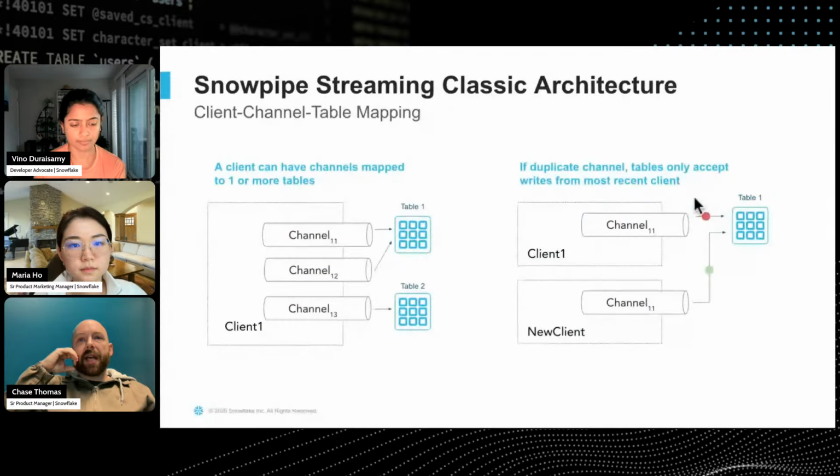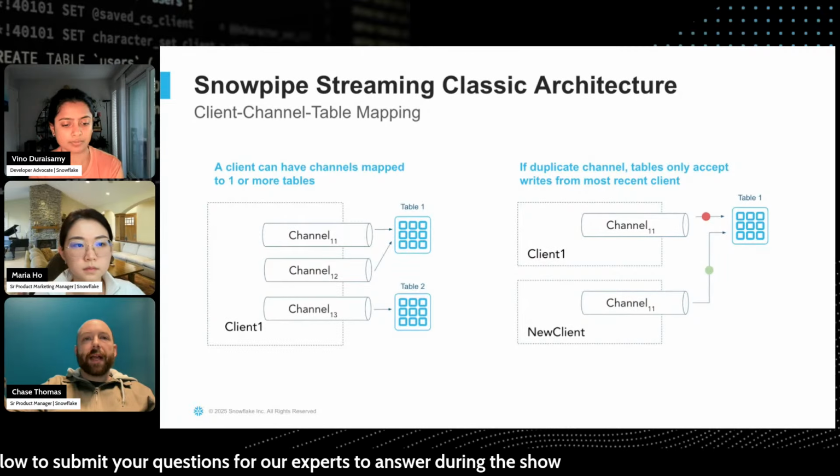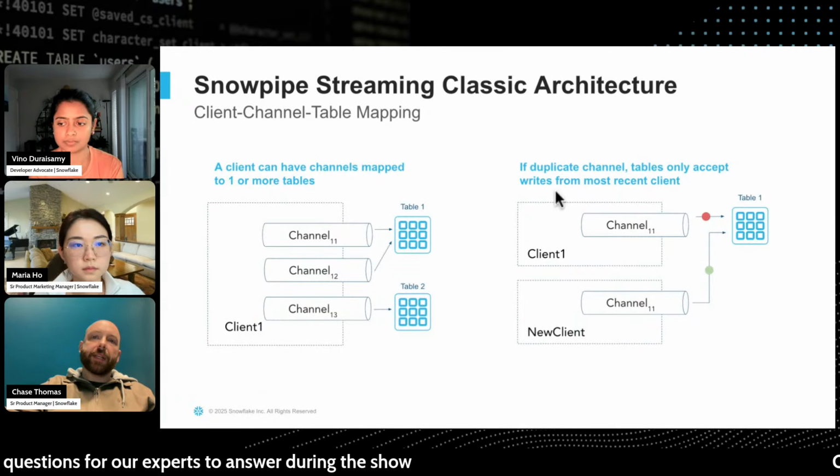So what this slide is showing, for those that aren't familiar with Snowpipe Streaming, is what's called a channel. This channel is where you can start streaming your data into Snowflake and get exactly-once semantics, as well as ordering of your data as it's coming into Snowflake.